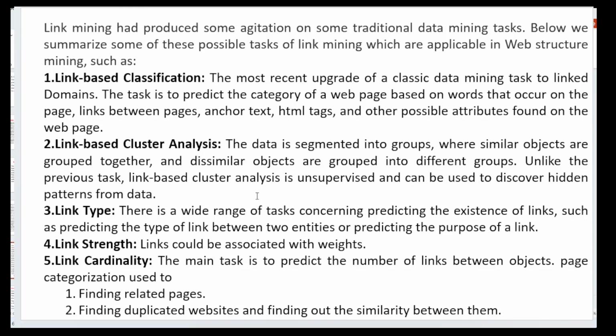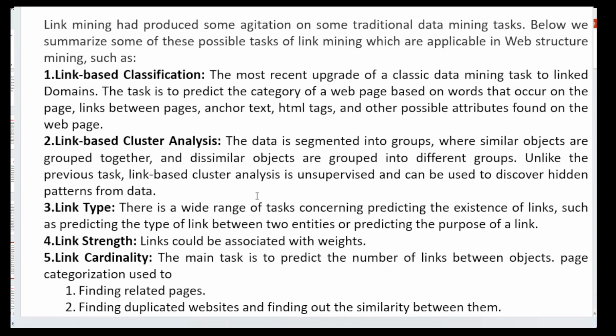And link cardinality: the main task is to predict the number of links between the pages. How many links are there between the page objects? And page categorization is used to find the related pages, if any related pages are there, or we can find duplicated websites and find out how much similarity there is between them.